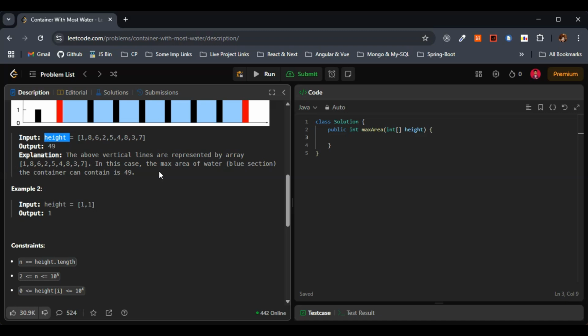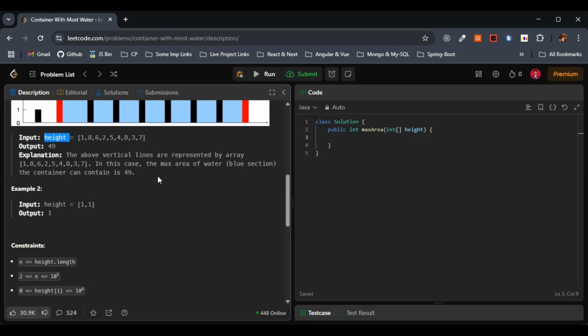We need to find two lines that together with the x-axis form a container, such that the container holds the most water. This is very important. We have to return the maximum amount of water that the container can store. They have also clearly mentioned that we may not slant the container. Just keep this in mind.